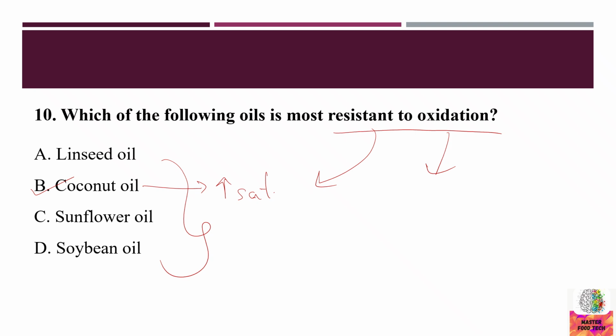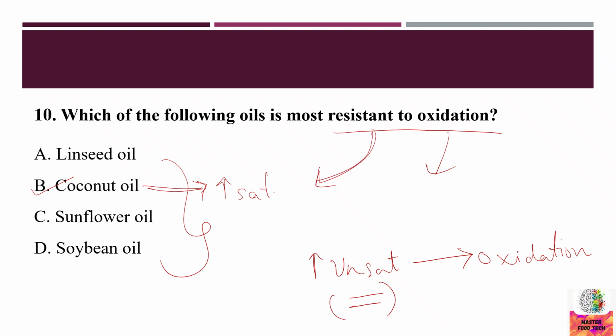So when an oil is more unsaturated, means when an oil contains more double bonds, then this is more prone to oxidation, right? So when an oil is highly saturated, then we can't add any oxygen atoms, right? So that means it is resistant to oxidation.